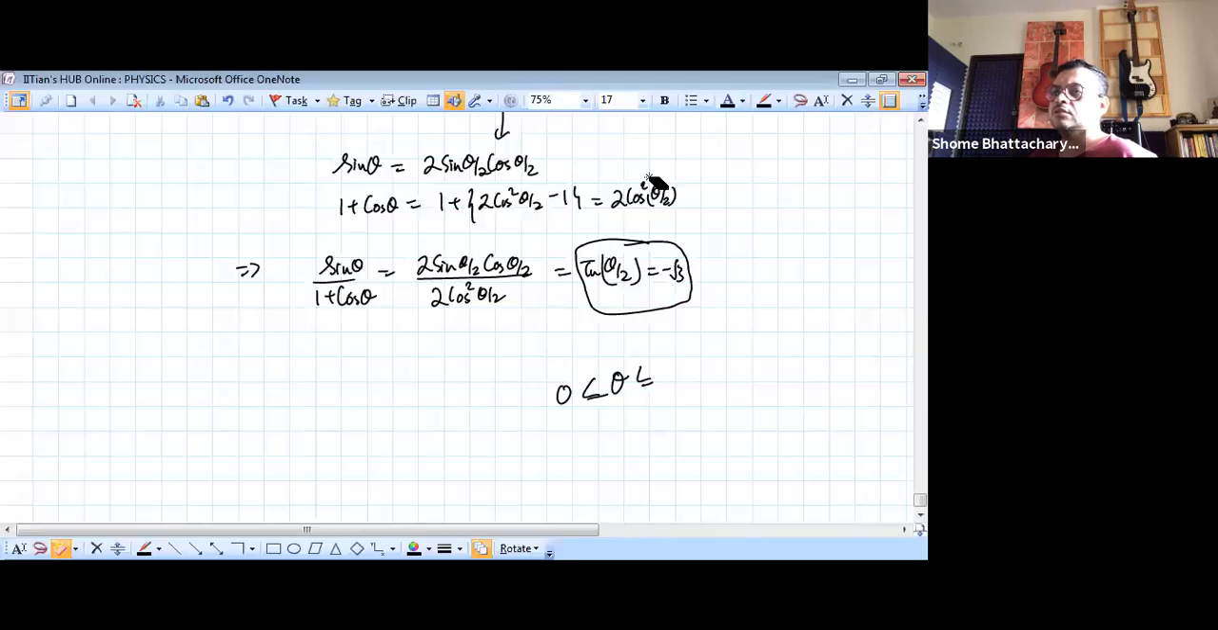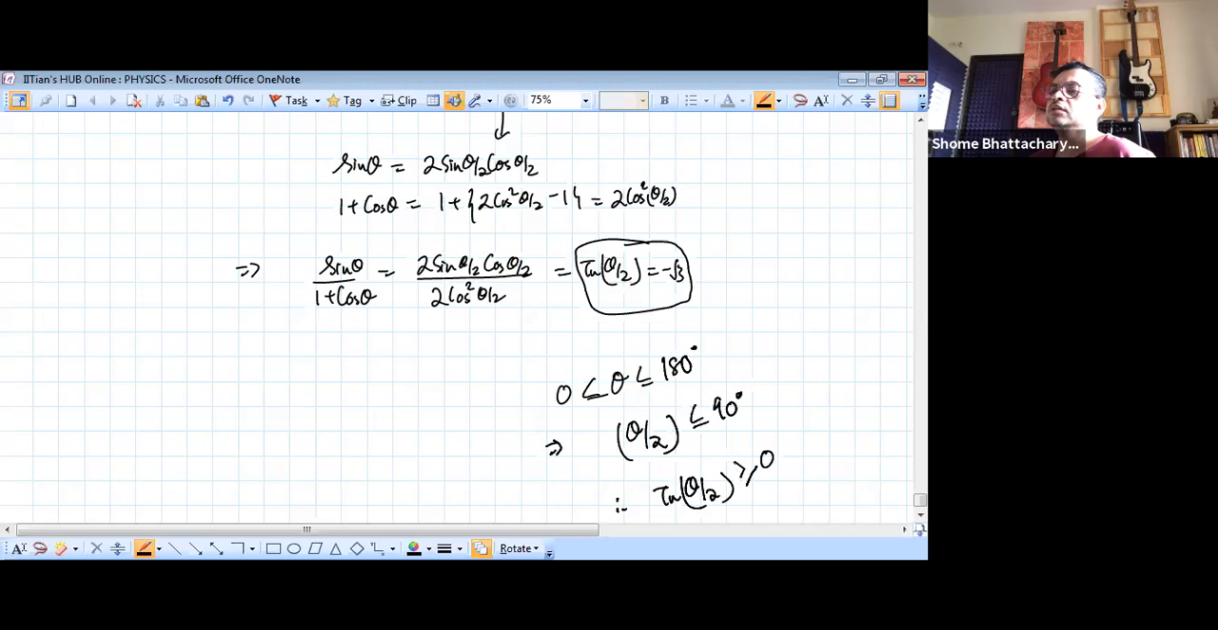So I'll just complete the working for everybody here. You can understand from this that the fact that theta is between 0 and 180 means theta by 2 is less than or equal to 90 degrees. Therefore, tan theta by 2 is always greater than or equal to 0. It cannot be negative. Therefore, this situation is not possible. That was the conclusion in this question.